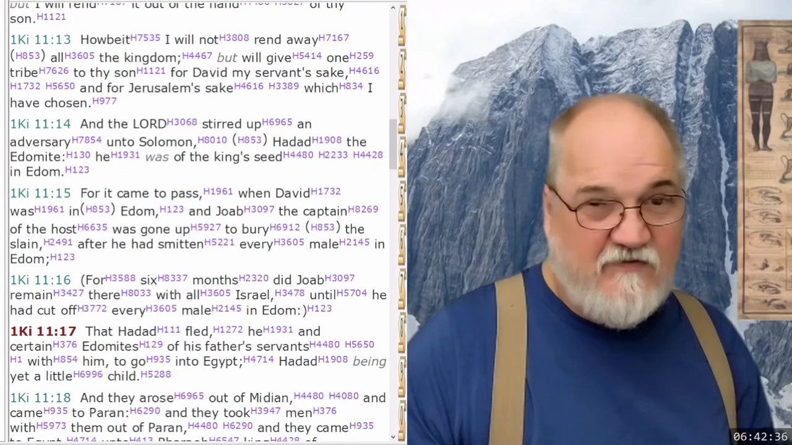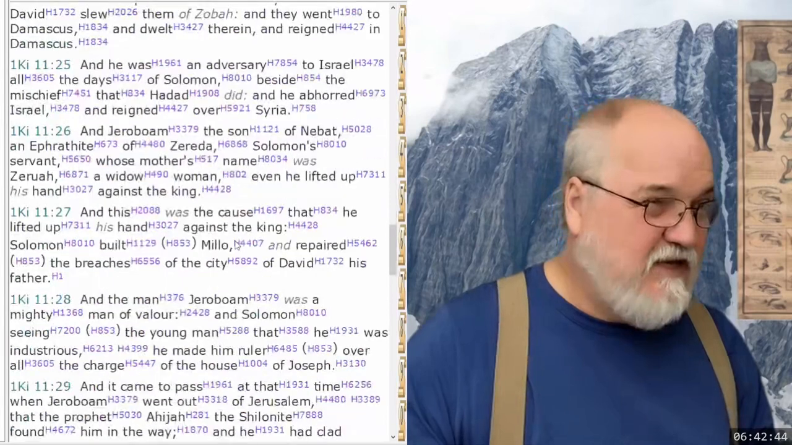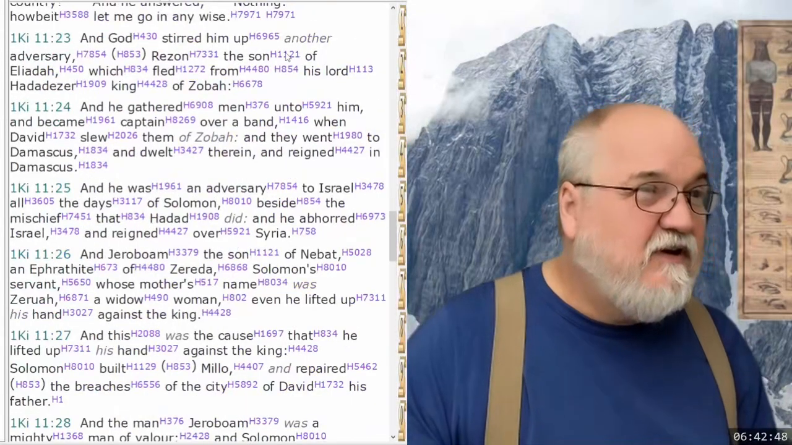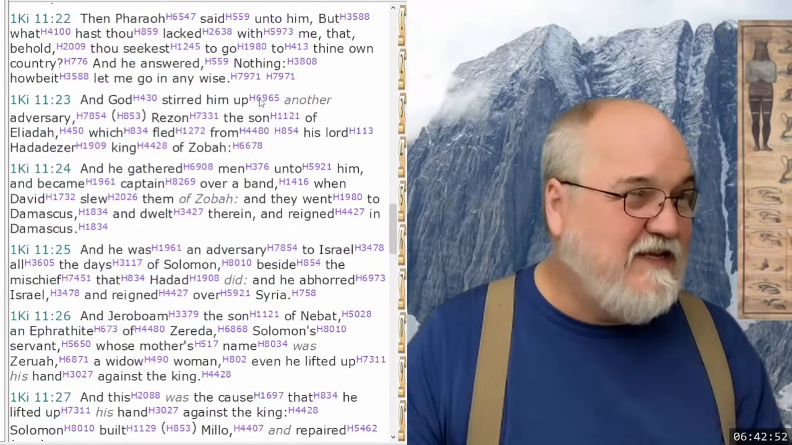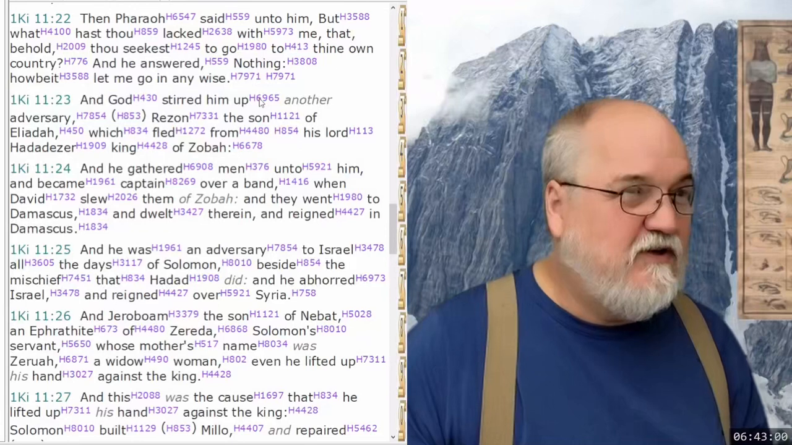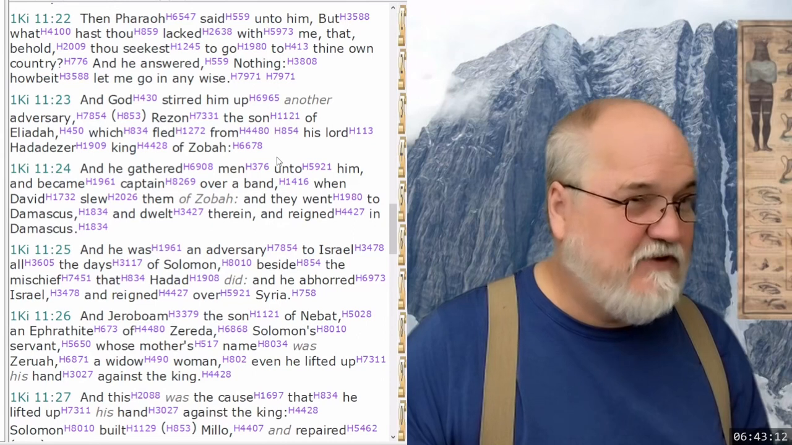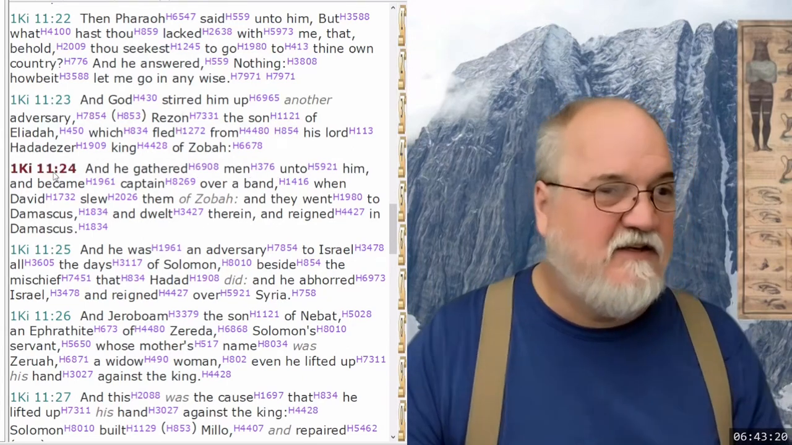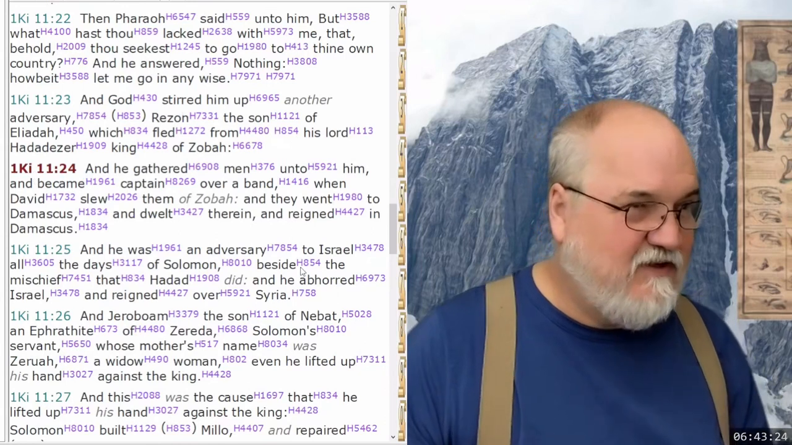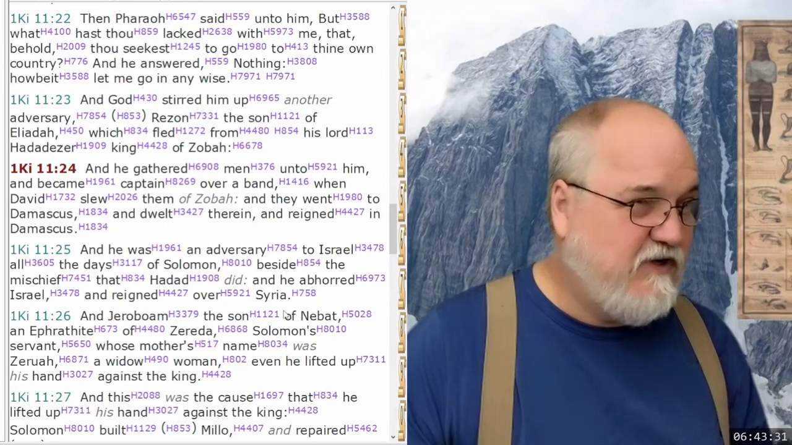He's going to be the first of the adversaries that are mentioned, right? The second one that's mentioned is going to be this Rezin. Now, where is he? This is the one I know the least about. It doesn't give us as much. But he's Rezin, the son of Eliada, which fled from his lord Hadadezer, king of Zobah, and gathered men unto him and became captain over a band when David slew them of Zobah, and they went to Damascus and dwelt there and reigned in Damascus. So I haven't looked into this yet, but we probably should look into the second adversary. So he was an adversary to Israel all the days of Solomon, beside the mischief that Hadad did. And he abhorred Israel and reigned over Syria.